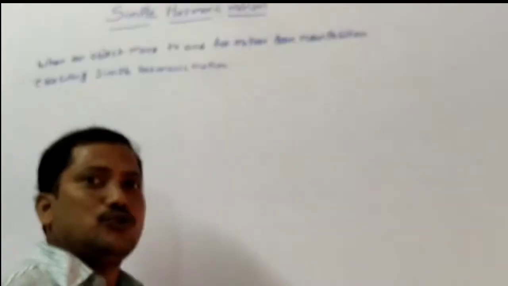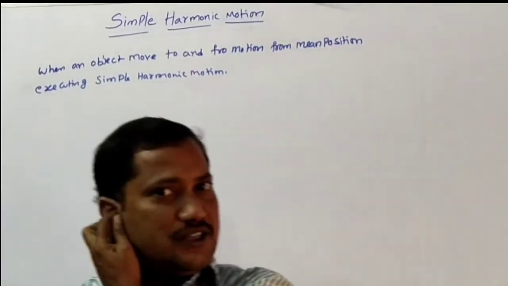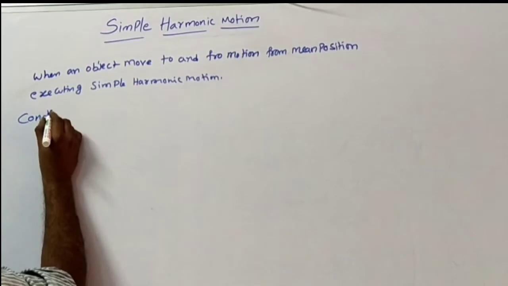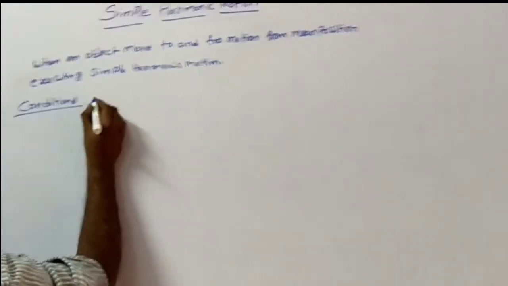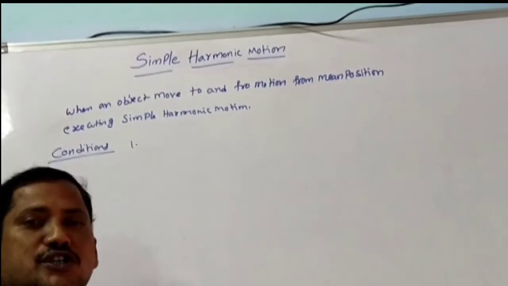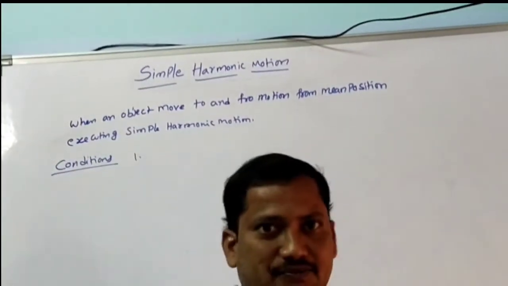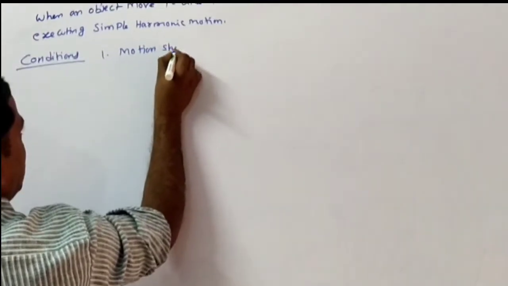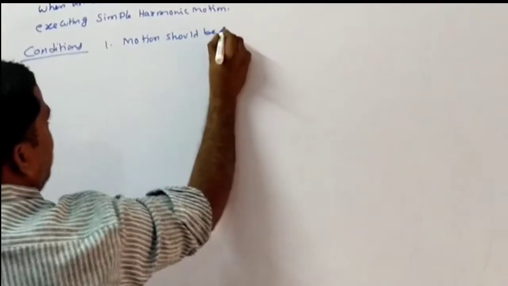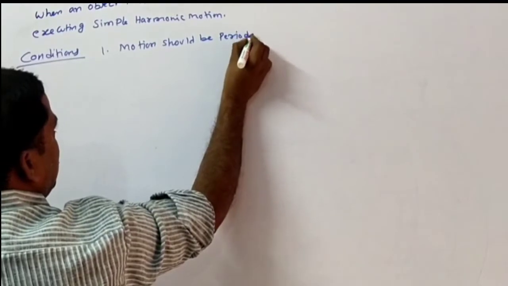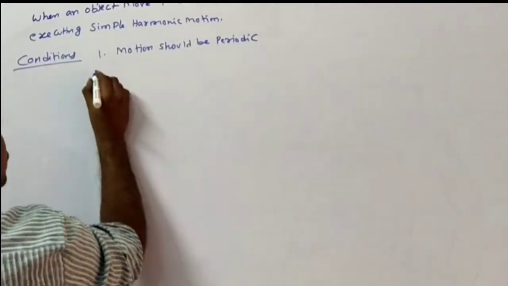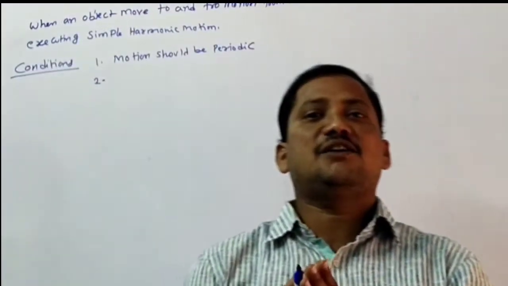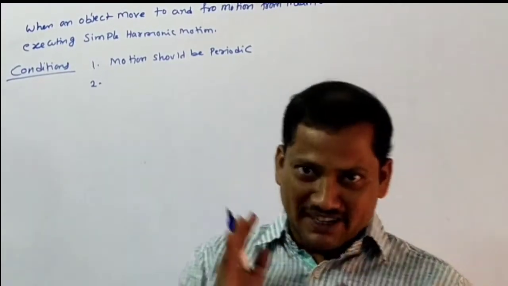Now first of all you have to know the conditions for executing simple harmonic motion. Number 1, motion should be periodic. Number 2, acceleration is always directly proportional to displacement.